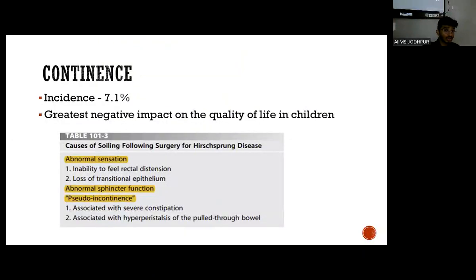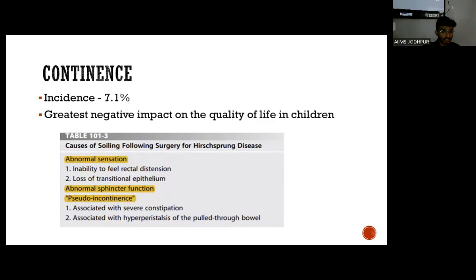Continence issue is seen in 7% of the patients, and it is a factor which has the greatest negative impact on quality of life of the child. So the causes of soiling following the surgery can be due to abnormal sensation, that is loss of sensation, the inability to feel the rectal distension, and loss of transitional epithelium following the surgery can be a cause of this loss of sensation, and abnormal sphincter function.